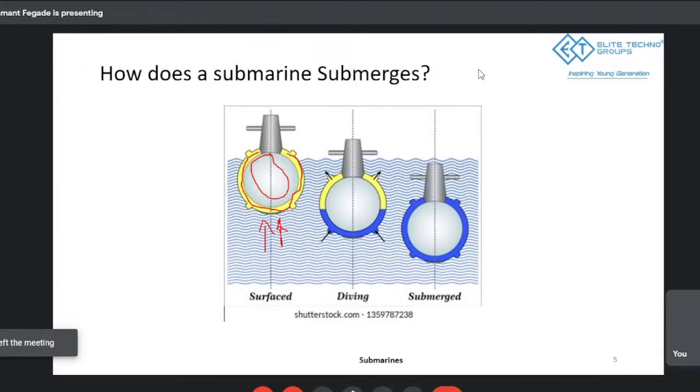If your density and weight is less as compared to the force that is applied on the submerged body, then it will try to float. If this force is dominant, then the water will try to push it upwards, right? So it's the same concept.